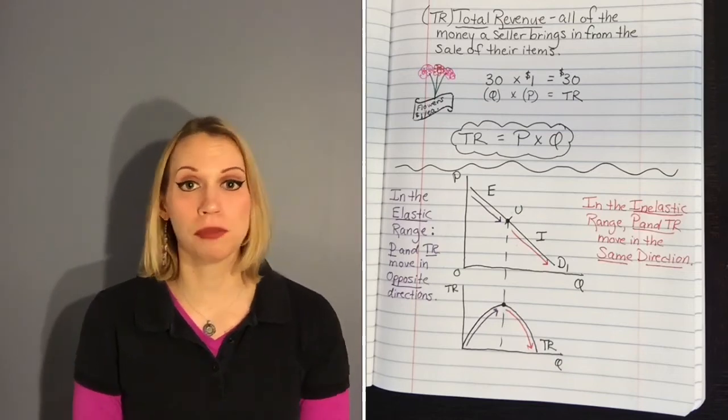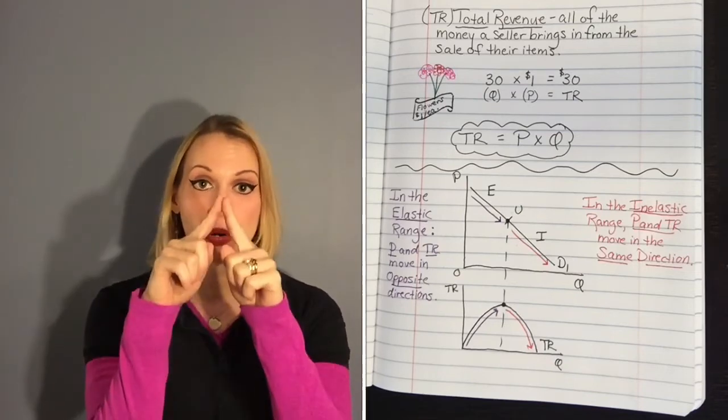And finally, just remember at unitary, that's where your total revenue is at its highest point. Now, sometimes you might have questions that give you price data and quantity data, and it'll ask you, is demand elastic, unitary, or inelastic over this price range? So it'll be a really great multiple choice question on an AP exam. They give you a little bit of data, and one of the answers could be A, elastic, B, inelastic, C, unitary, D, perfectly inelastic, E, perfectly elastic.